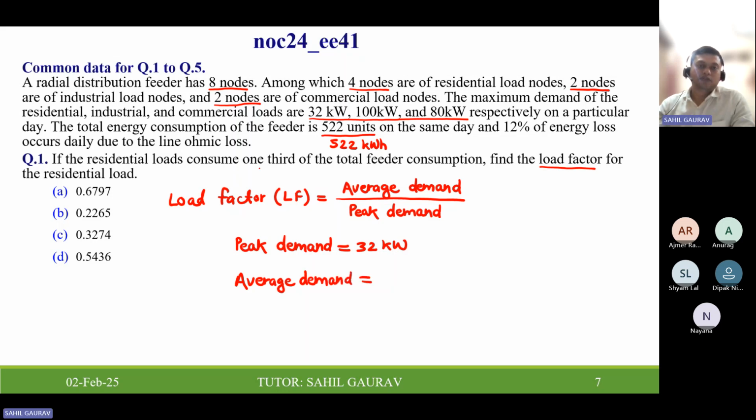So average demand is given as 1/3 of total feeder consumption. So 1/3 of what is the total feeder consumption? That is 522 kilowatt hour. So this is unit consumption.